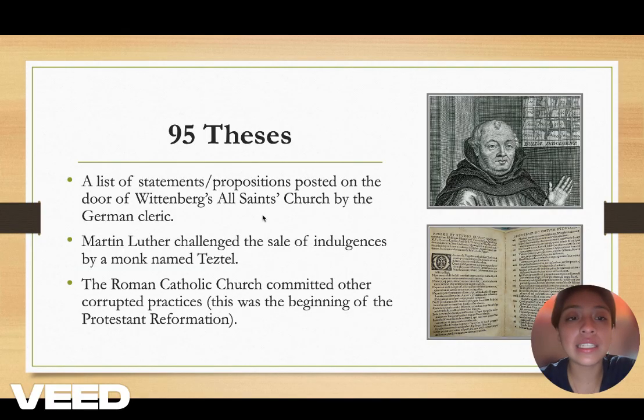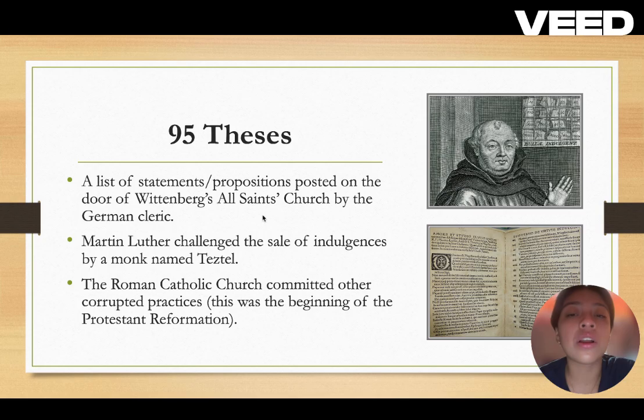So the 95 Theses. Down in the right bottom corner, you can see a list. These are the 95 Theses that Martin Luther created. He posted this on the door of the All Saints Church, and he basically challenged the church to read these statements in regards to requesting a change and reforms for the practices that the church was committing.